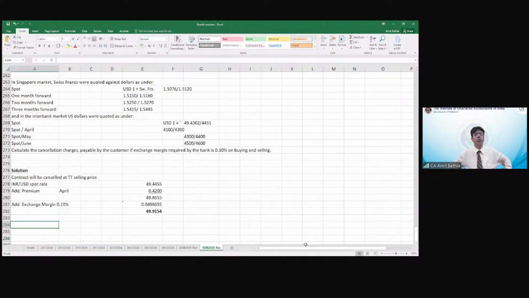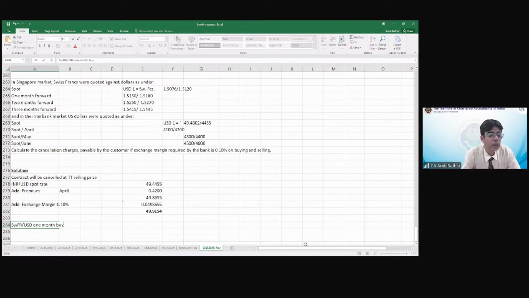What are we trying to do first and foremost? What we have found is, first of all, for cancelling this particular contract, because it was a TT selling price, right? Now, in order to cancel this contract, you will need to buy dollars. From dollars, you will buy Swiss francs. And once you have bought the Swiss francs, you can essentially cancel the contract. Are you with me? Right? Now, I will need to take care of the second part of the transaction, which is Swiss franc to USD.